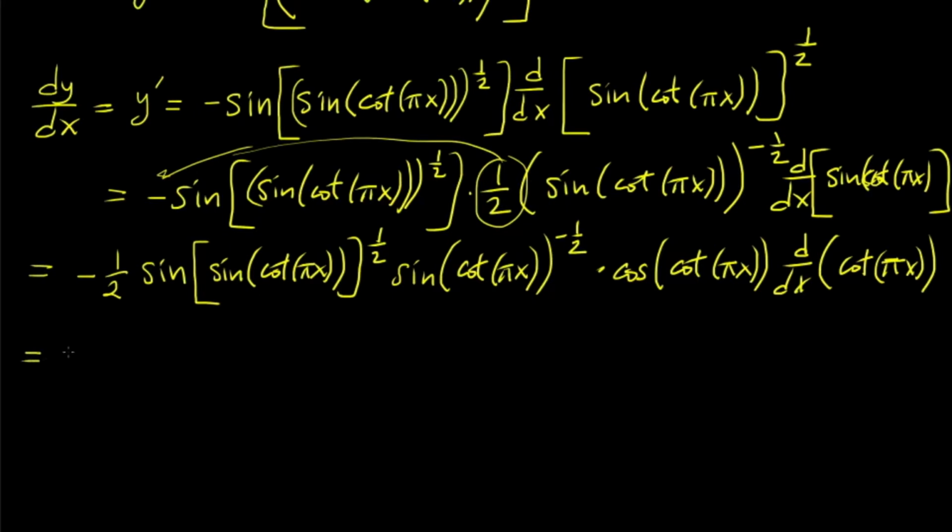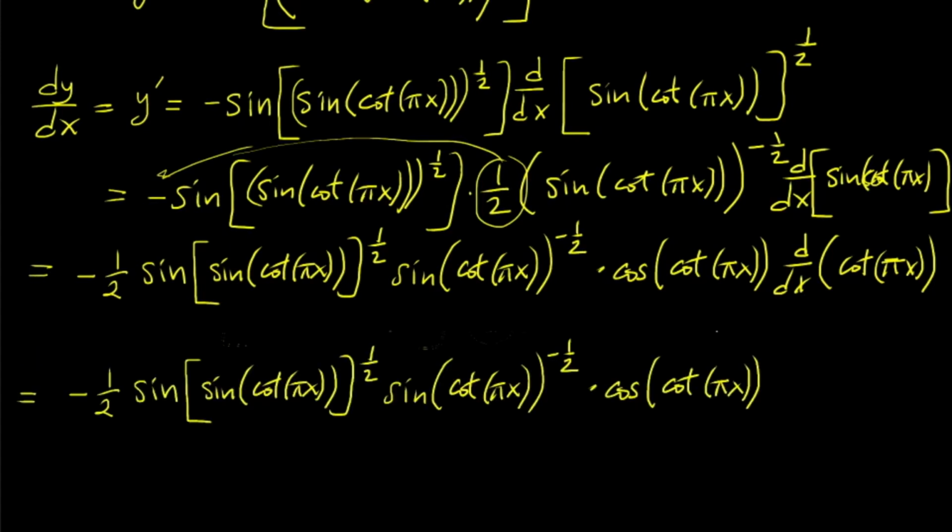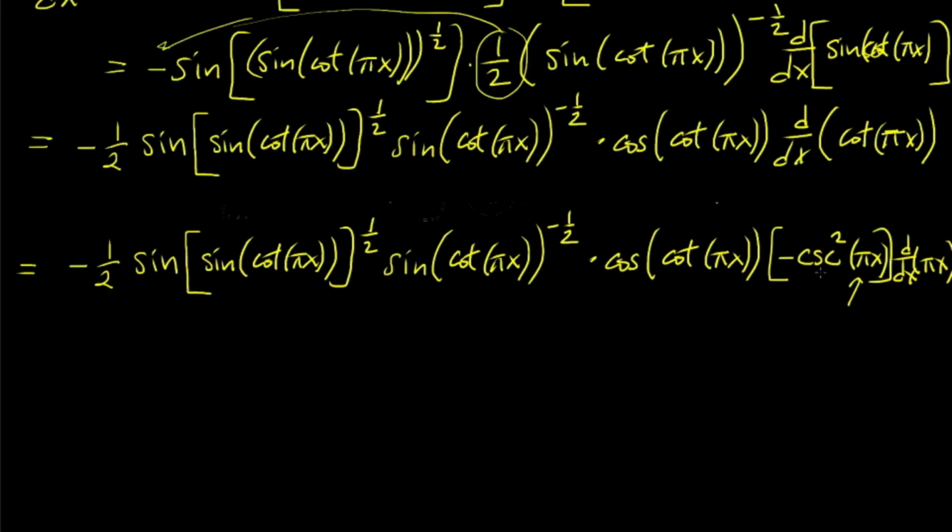Okay, so this is quite a handful here. I'm just going to copy it down. I just cut and paste all this, and now we just take the derivative of cotangent of pi x. So the derivative of cotangent is negative cosecant squared of pi x. But we're still not done because now we have to take the derivative of pi x, which of course is just pi. And we'll just bring the pi in front.